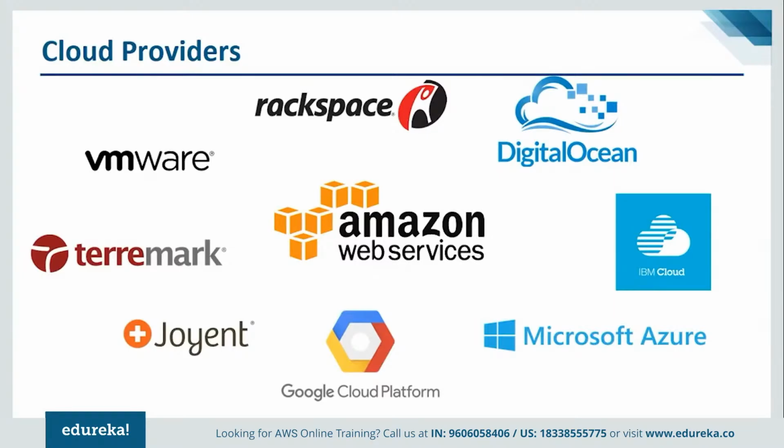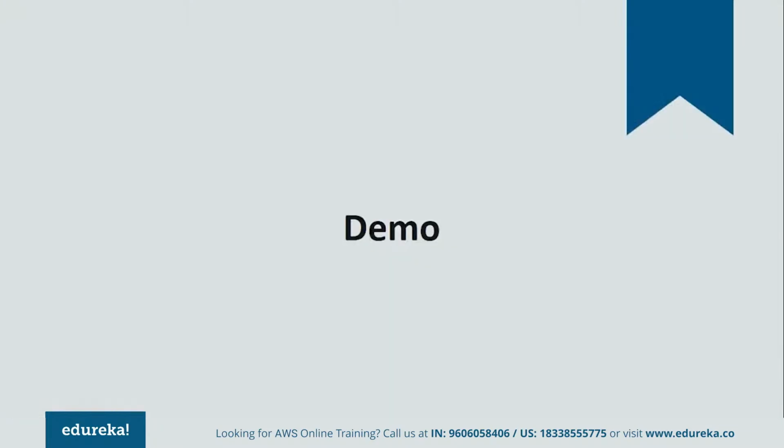So let me list out a few of the cloud providers. You have Rackspace, DigitalOcean, IBM Cloud, Microsoft Azure, Google Cloud Platform, Joyent, VMware, and of course AWS. AWS and Microsoft Azure are the top two cloud providers in the industry. And today in this session, I'll be telling you guys about AWS and Microsoft Azure both. So let's go ahead and launch our first server in AWS and Microsoft Azure. Let's move on to the demo section.